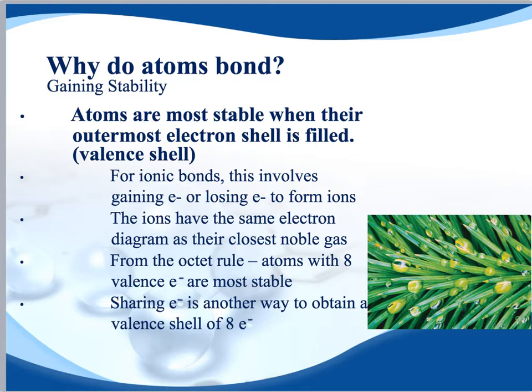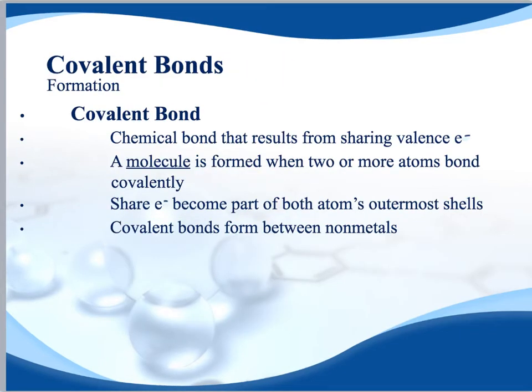The ions have the same electron diagram as the closest noble gas, right? That's what their goal is. Well, atoms with 8 valence electrons are the most stable. So what we want to do here, instead of giving and taking electrons, is covalent bonding, which is sharing electrons. We're going to share electrons between nuclei to get 8 electrons in between them, a valence shell of 8. So a covalent bond is a chemical bond that results from sharing valence electrons, not giving and taking.